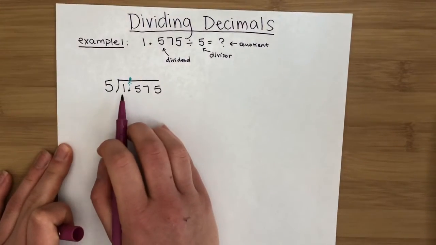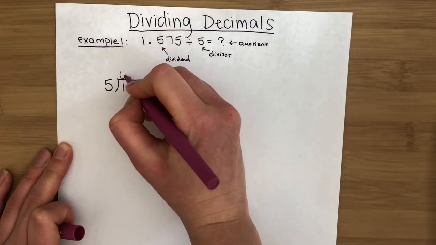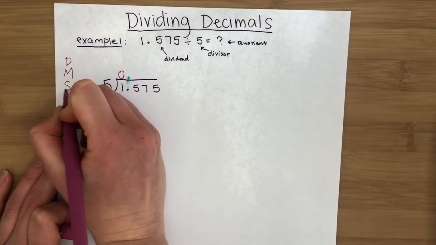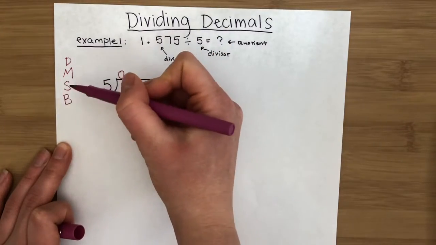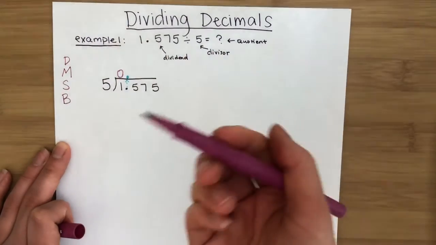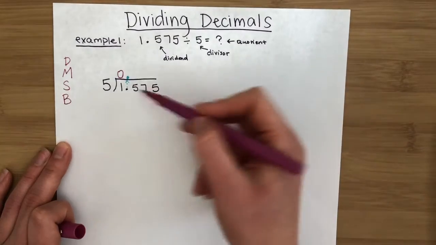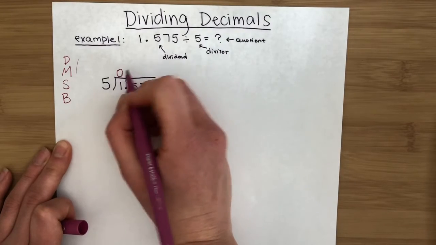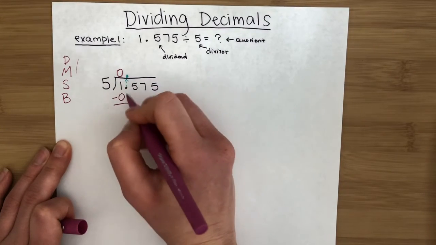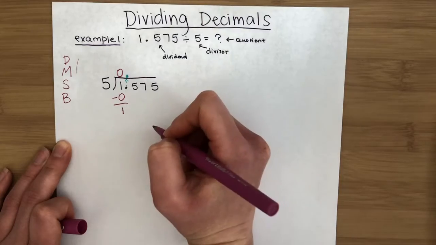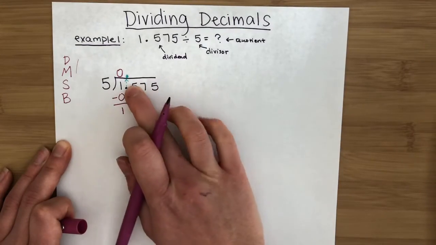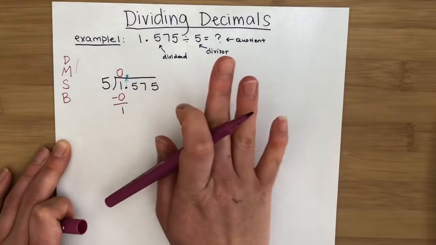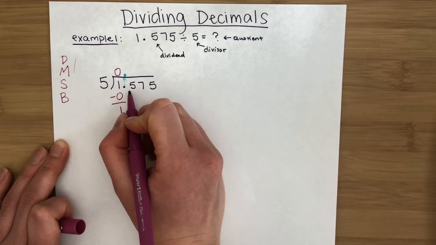I'm going to say, how many times can 5 go into 1? 0 times. Remember, we're using our "Does McDonald's serve burgers?" Divide, multiply, subtract, bring down. So we're following the same thing. And on the bottom, we're going to pretend like we're just doing regular long division. So 5 times 0 is 0. 1 minus 0 is 1. Remember, when I'm down here, I'm pretending that is not there. Above the box, the decimal is there. Below the box, we're going to pretend like it's not even there, and I'm just going to bring down my 5.